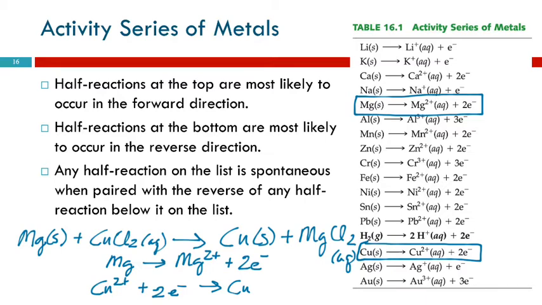So if you have a metal reacting with an ionic compound, like this one, you look at the ion that's part of the compound and see where it falls on the activity list. If it's below, this one's going to steal the anion. It's going to steal the girl.